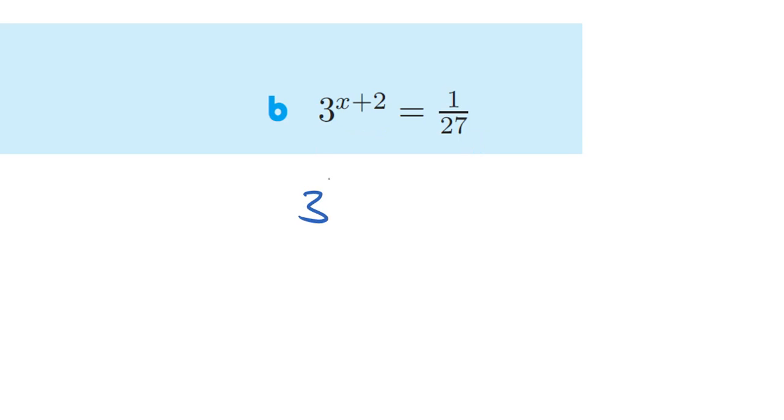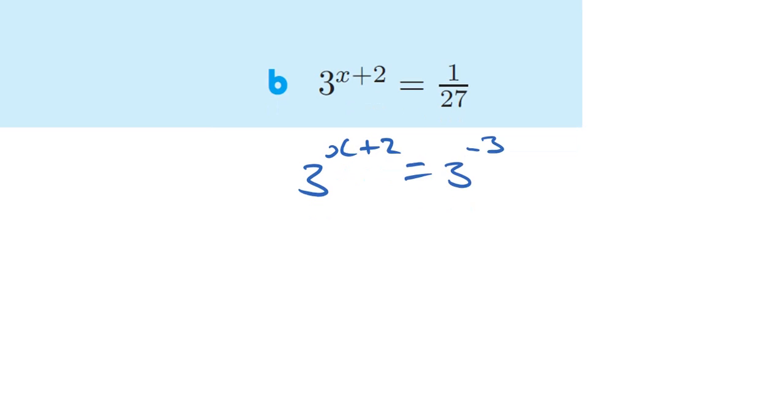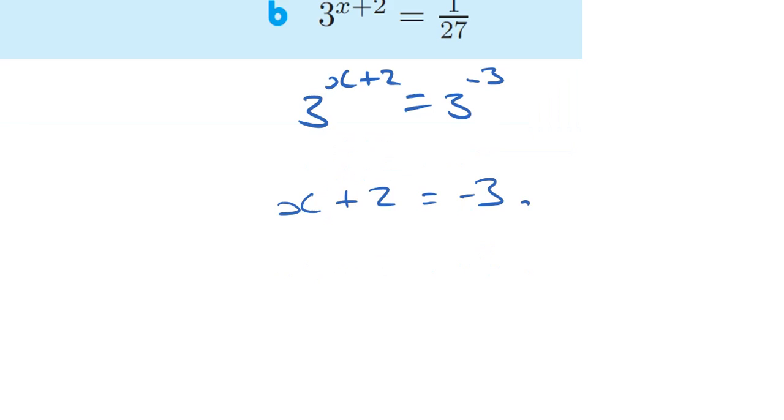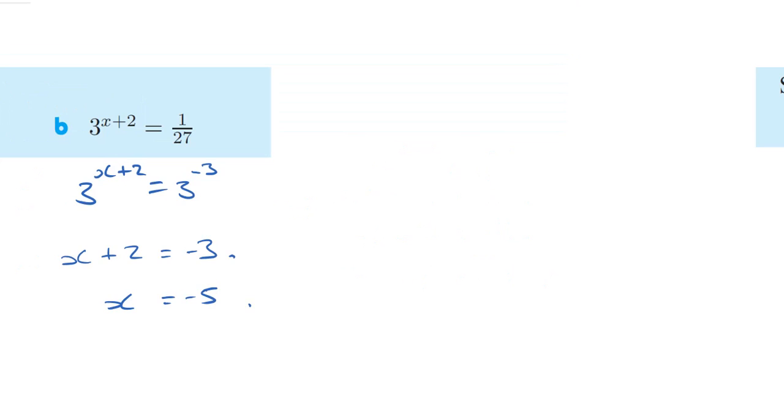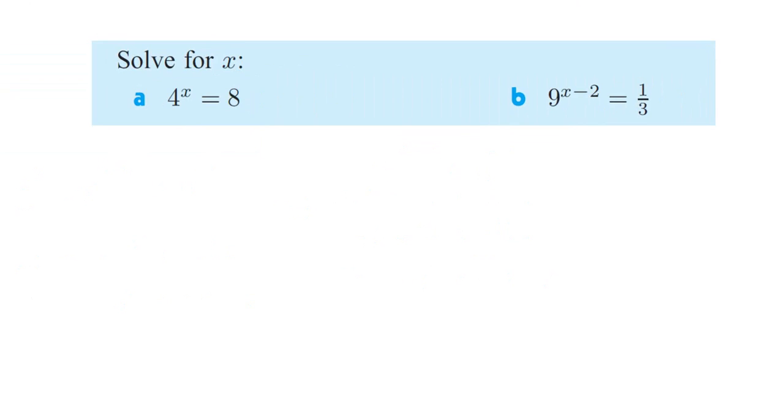So we're going to say 3 to the x plus 2 is equal to, and remember 1 over 27 is 3 to the minus 3. So that means we can drop those bases and say x plus 2 equals minus 3. Now I'll take 2 from both sides. x is minus 5, and we're done. Let's move on, see if we can work out some more complicated ones.